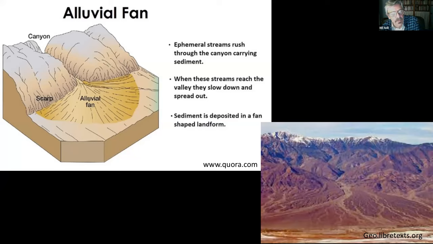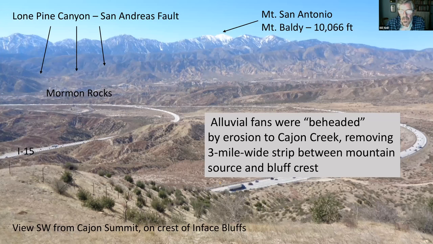debris shed out of a mountain canyon, forming a fan, and that later was then beheaded by erosion and the fault movement. So the head of the alluvial fan is no longer present. All we have is the tail end of it stretching onto the Mojave Desert.